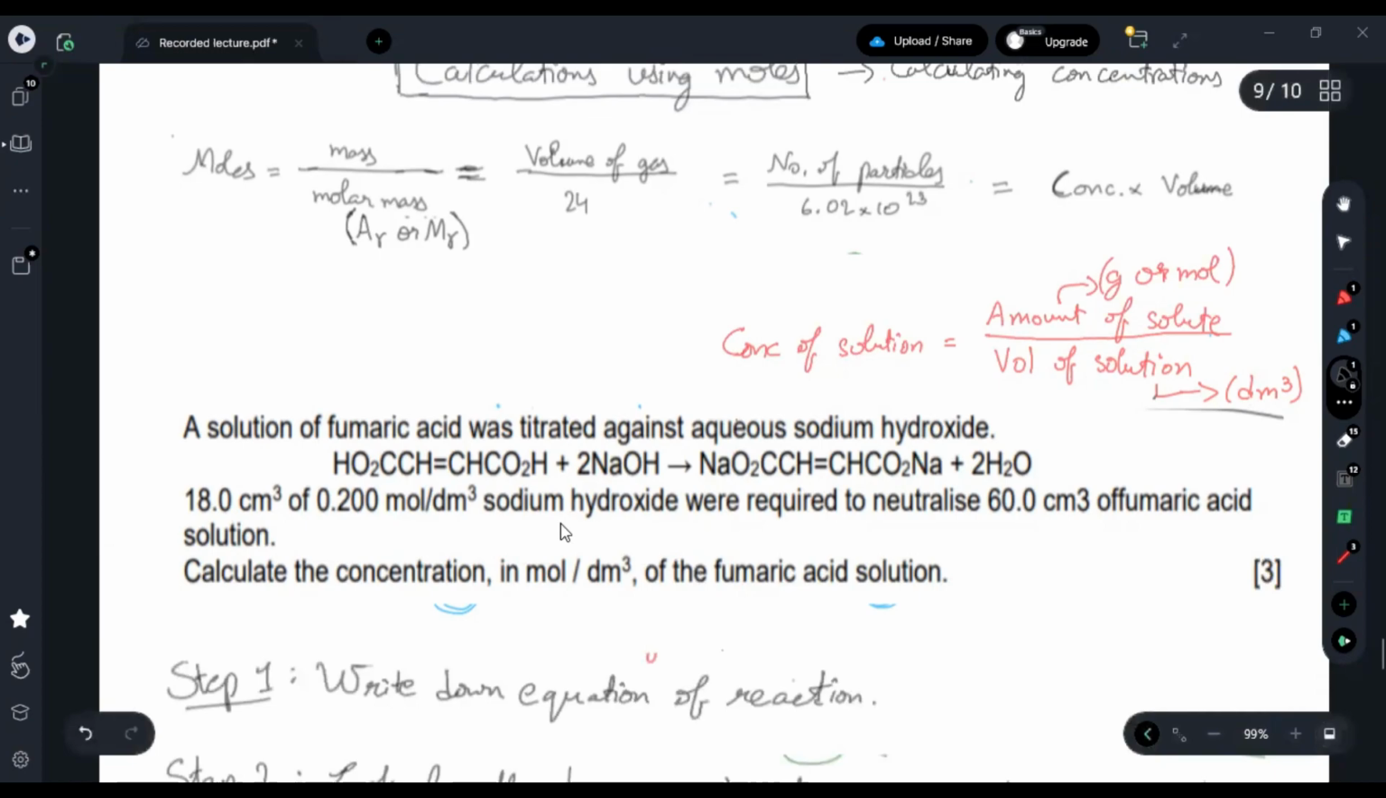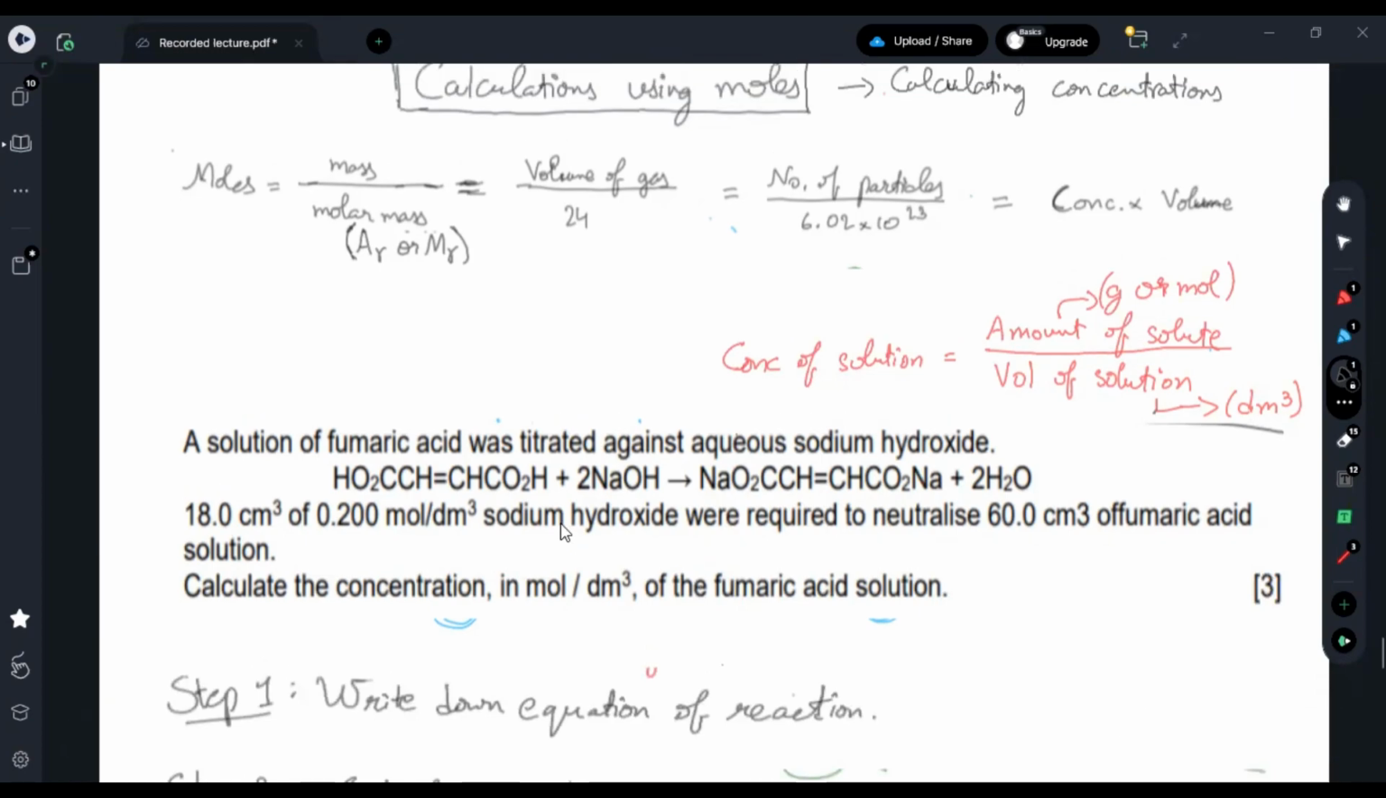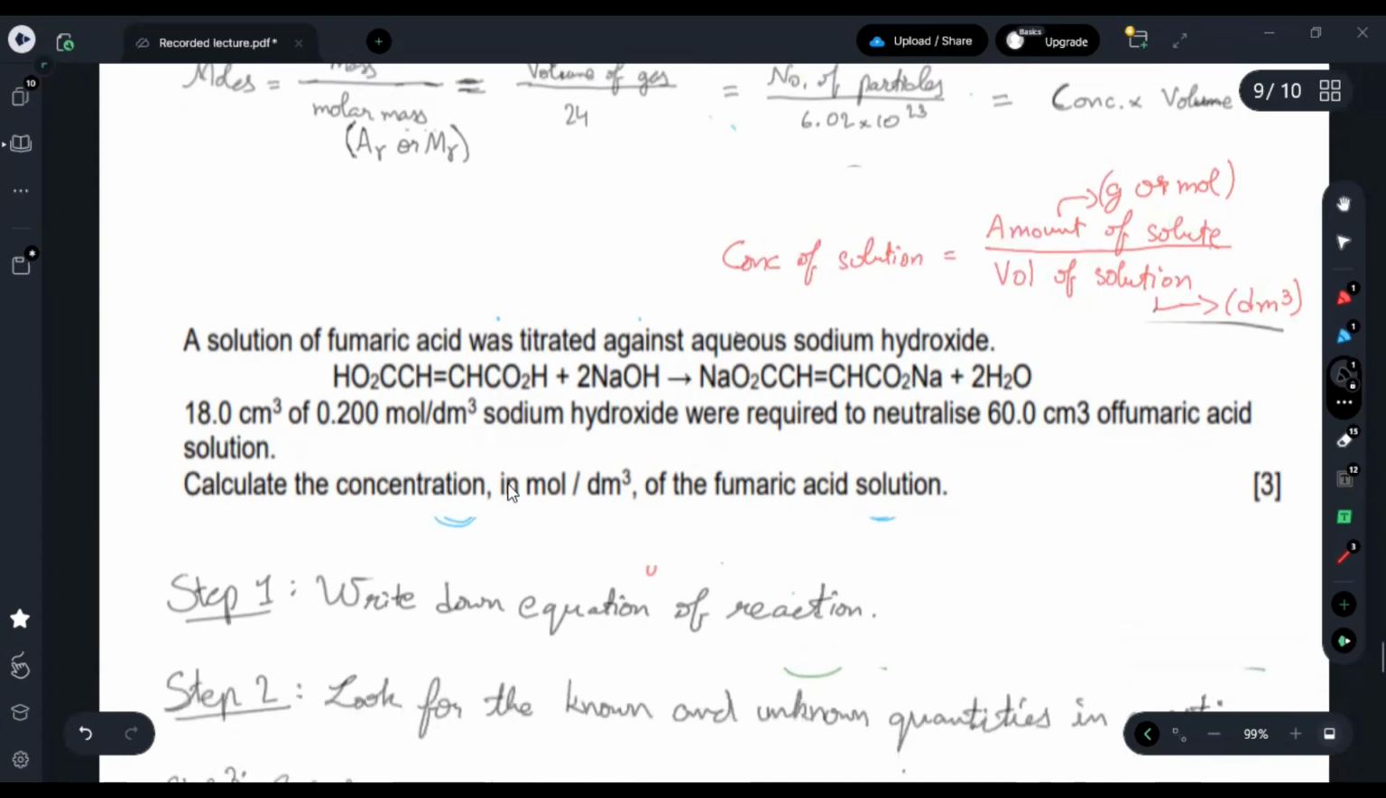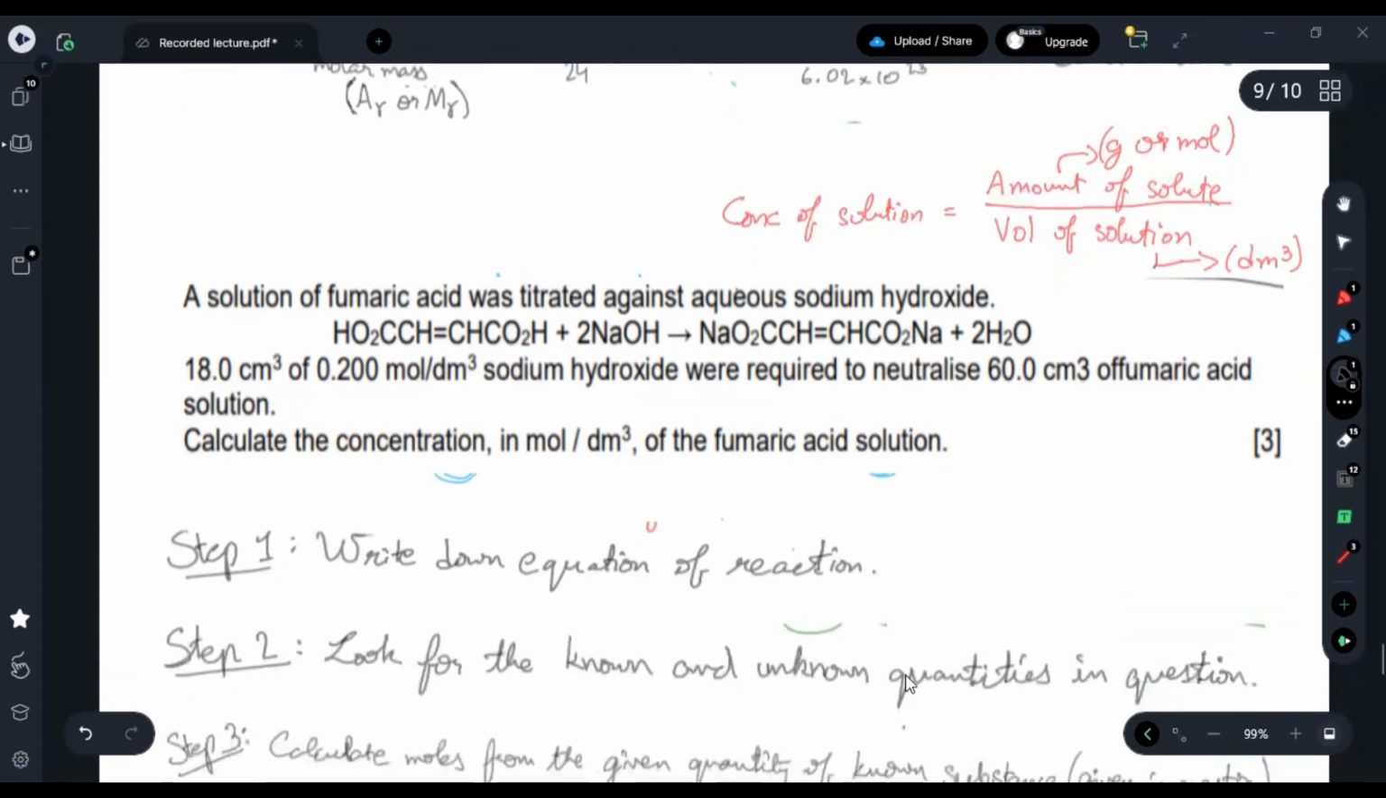Take a minute to read it. Okay, so step number one, that is write down the equation of the reaction, which is already given in this question. Step number two says to look for the known and unknown quantities in the question. So in this case, we are given sodium hydroxide's volume as well as the concentration. We are also given the volume of fumaric acid, and what's unknown is the concentration of the fumaric acid.